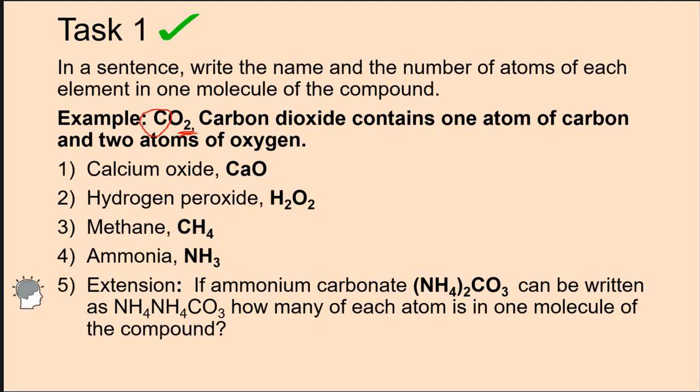This is talking about ammonium carbonate, and here you can see we have some brackets with a 2 on the outside, and that means we do everything inside the brackets twice. So we can write ammonium carbonate like so, as I've underlined in red there. Could you now write a sentence for that compound now I've shown you how to use the brackets?